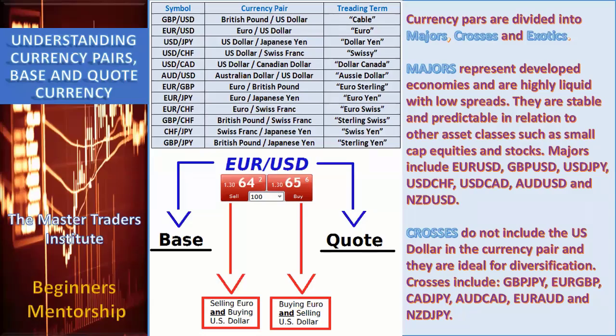It means that you are actually betting against the euro. You have the belief that the US dollar is going to be stronger than the euro. So currency pairs are divided. We treated this yesterday into major, crosses, and exotics. So let's move ahead from here.